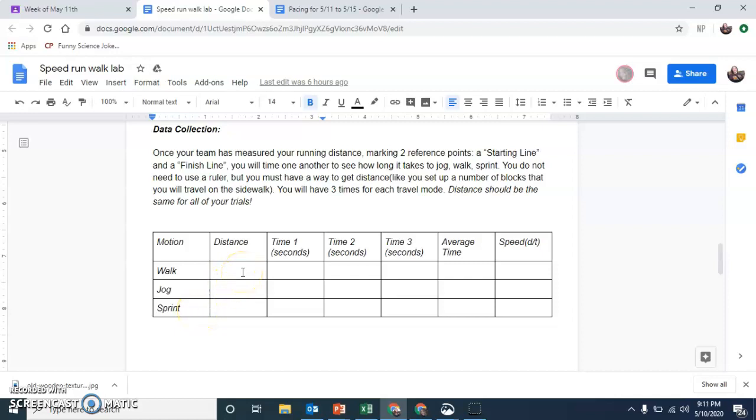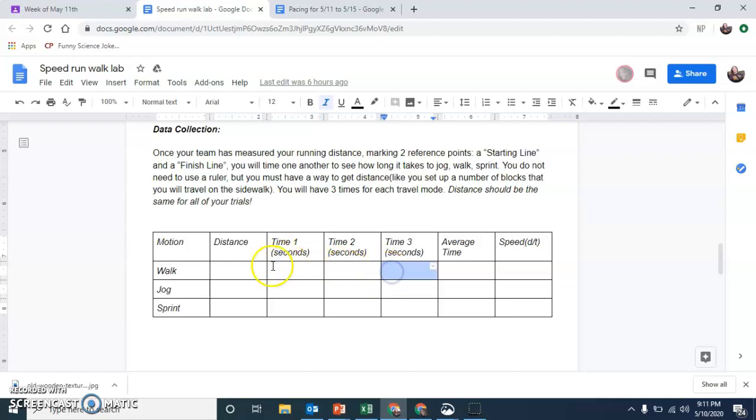For the distance, if you don't have a ruler, what I want you guys to do is go off the sidewalk length. So if you're running down the sidewalk, how many blocks are you running? Are you running like 3 blocks or 5 blocks or 10 blocks? So that's going to be the distance that you want to put here. Then you're going to time yourself.